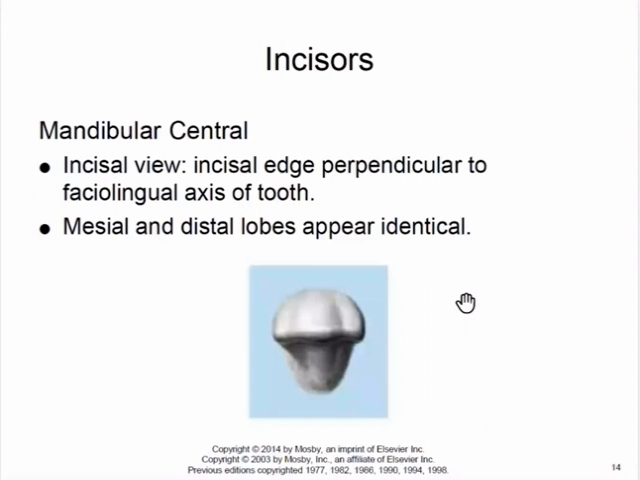Now the central incisor has the incisal aspect that is perpendicular to the mesiodistal, to the buccolingual axis of the tooth. So you will see it looking like this: the mesial and the distal lobes are identical. This is a central, which is different from a lateral.